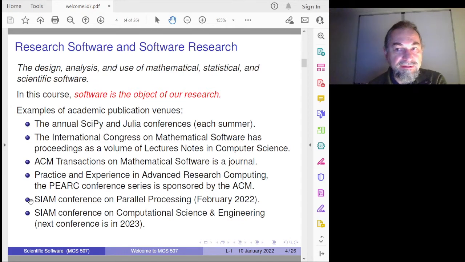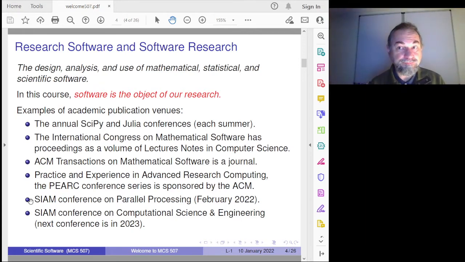There are a lot of academic publication venues. In academia, journal publications matter a lot. The ACM Transactions on Mathematical Software is actually a journal of a very high reputation. There are a number of conferences, and the goal of this course as graduate students is that you could go to these conferences and understand what the problems are, or even better, that at the end of the course you could actually make a contribution to any of these conferences.